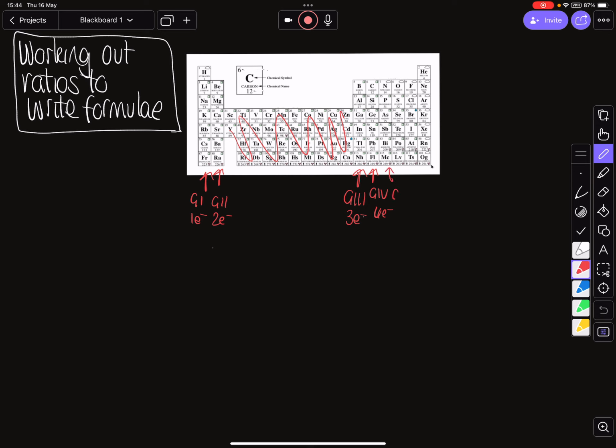Group 5, I'm running out of room, is going to have 5 electrons. Group 6 is going to have 6 electrons in its outer shell. Group 7 is going to have, you guessed it, 7 electrons. And group 8, this is who everyone wants to be because these guys have 8 electrons in their outer shell. And there is an exception, and that exception is going to be helium because helium will only have 2 electrons in its outer shell.